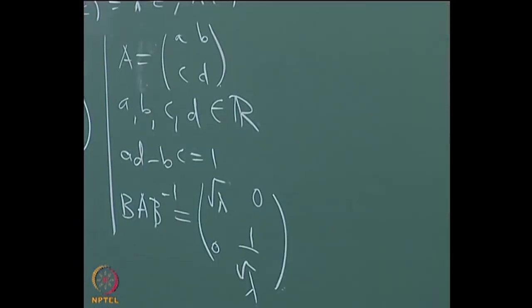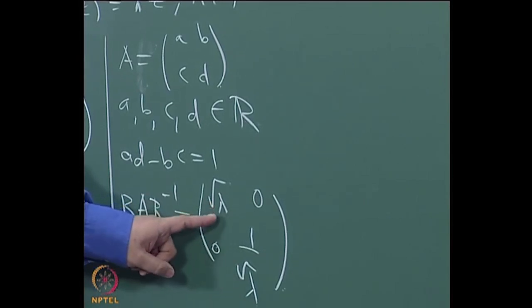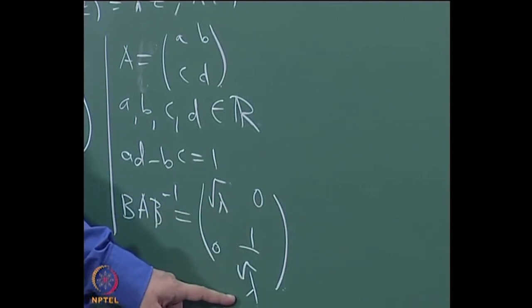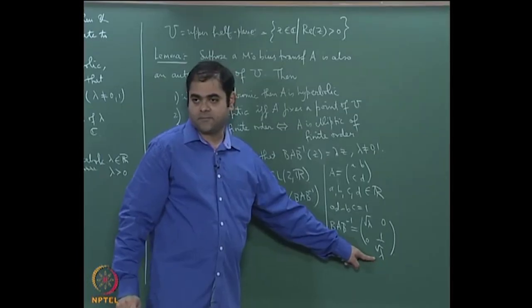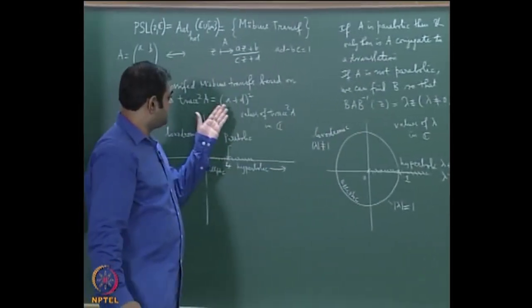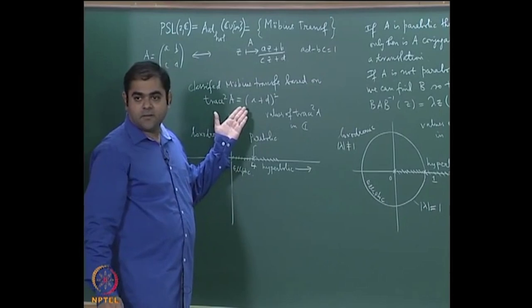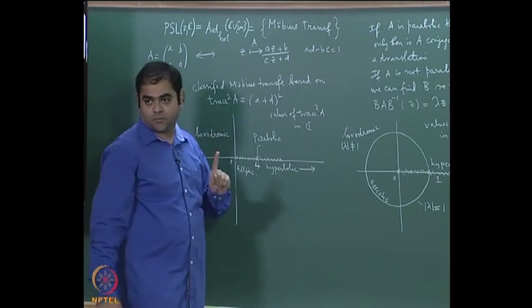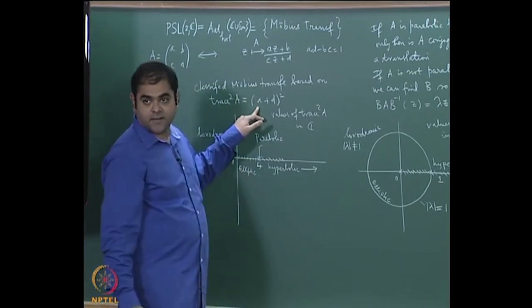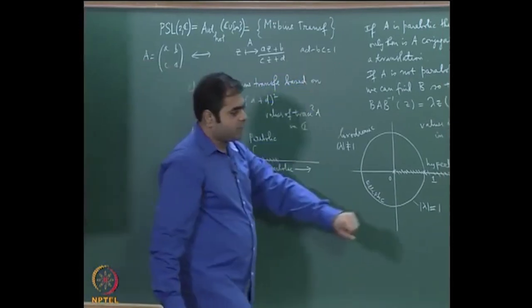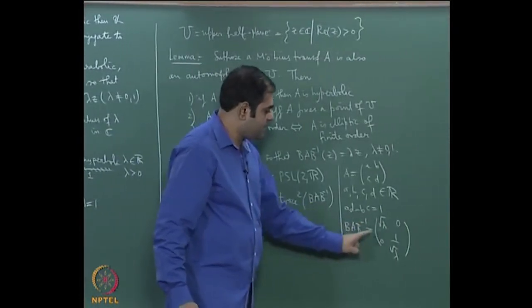If you just blindly write it as an invertible matrix, it will be (lambda, 0; 0, 1). But the determinant of that is lambda, and we want determinant 1. So one important thing to remember is that before we calculate the trace squared, you normalize to the condition that the determinant is equal to 1. Otherwise this definition cannot be applied. This definition assumes that you have assumed ad minus bc equal to 1. So you see, BAB inverse will be this.